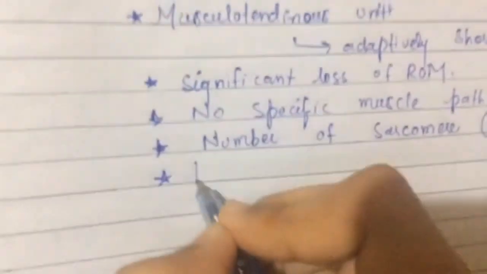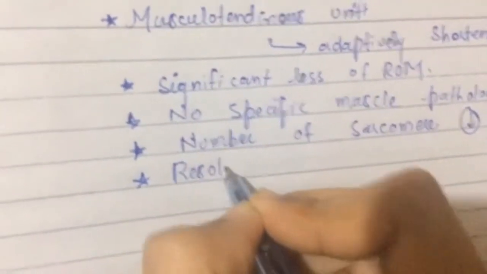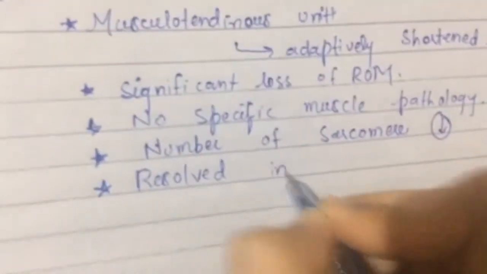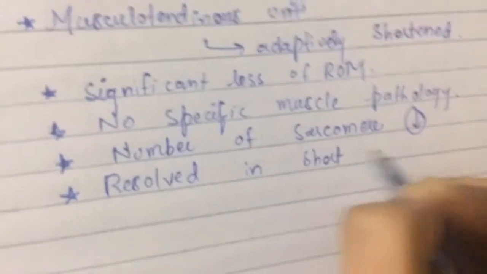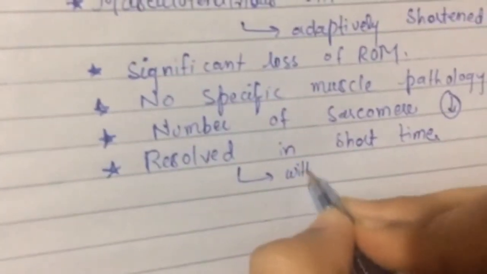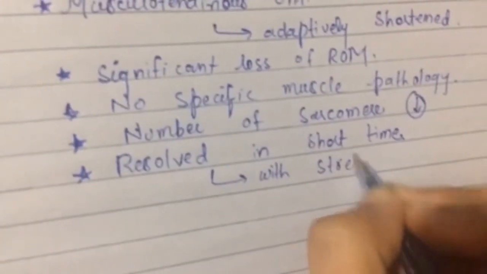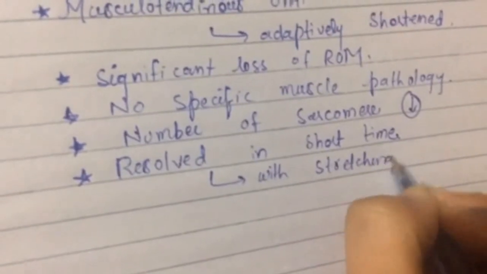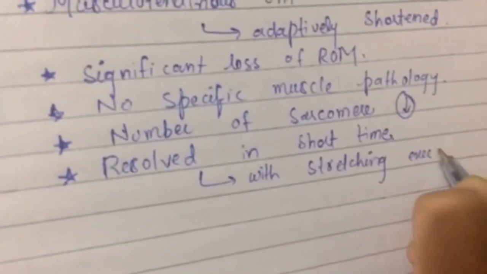So this can be resolved easily, in a short time, with stretching exercises. This is basically the myostatic contracture.